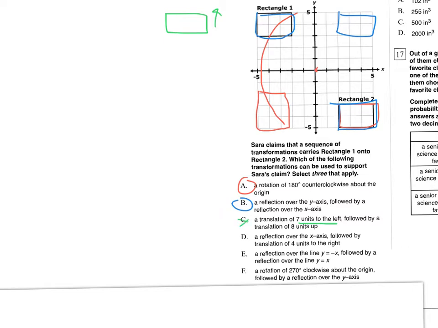For D, translation over the x-axis would send it down here, and then move it 4 units to the right, so 1, 2, 3, 4. That would not quite make it. It's pretty close, but I'd have to go like 8 units to the right, so that's not correct.